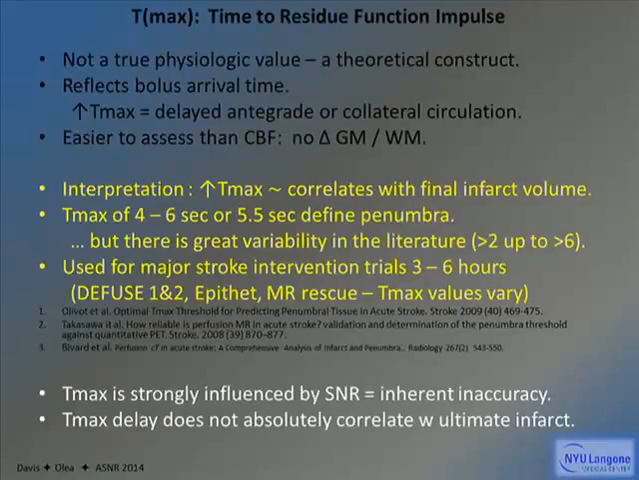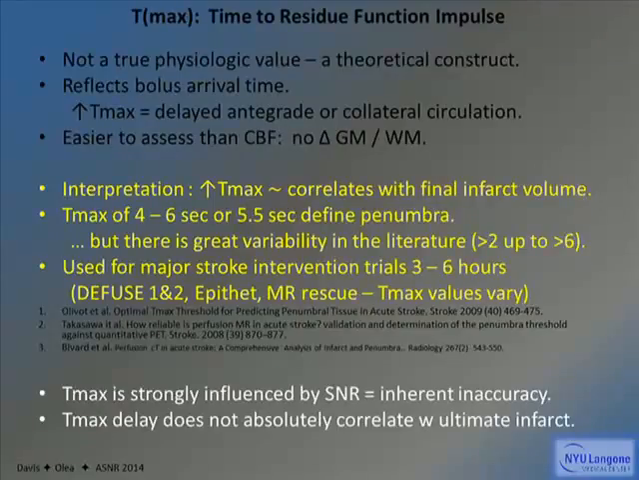matter. So in the literature, increasing Tmax correlates with the final infarct volume, and a more moderately delayed Tmax tends to define penumbra, that tissue that is ischemic but will not go on to infarction. And there is tremendous variability in the literature as to what actually defines penumbra. Anywhere from 4 to 6 seconds in most literature, 5.5 in one article.